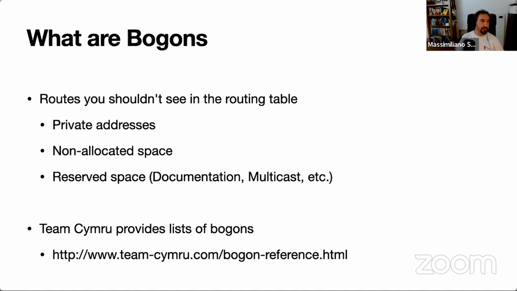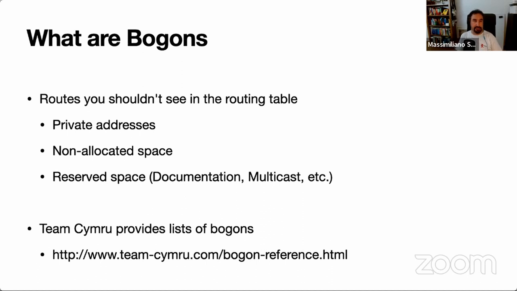So what are bogons? Bogons are routes you shouldn't see in the routing table. So address space that's private, that's reserved, and so on. Team Cymru actually provides a very nice reference for it, and you can get it as a file. Every day they publish a new file, because not only does it contain the reserved space, but also the non-allocated, non-assigned space. So you basically get a list of all the address space that you should not be seeing at all, and you can filter based on that.